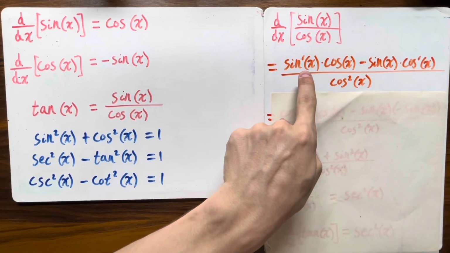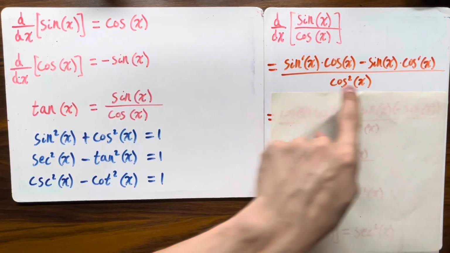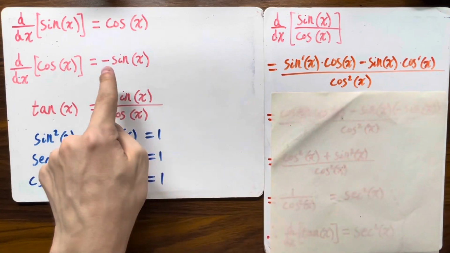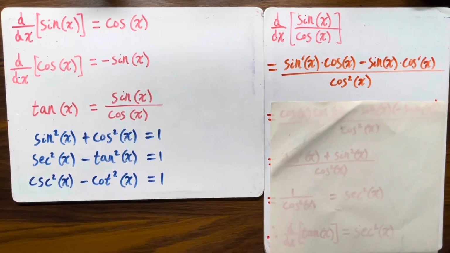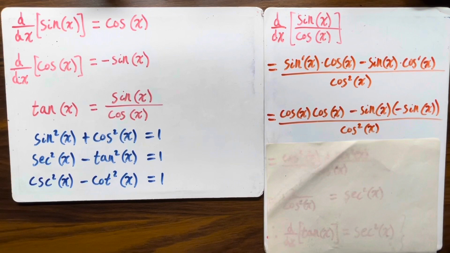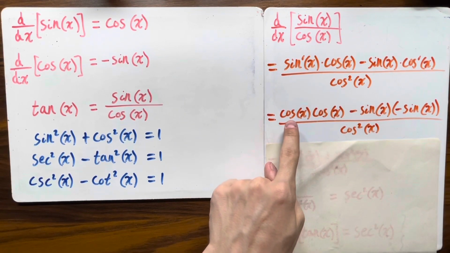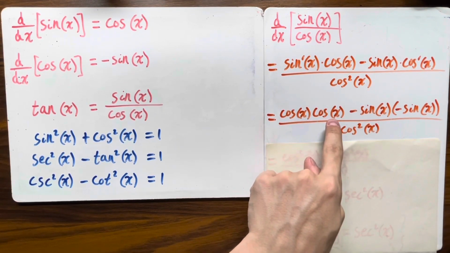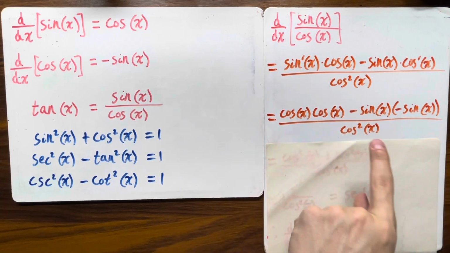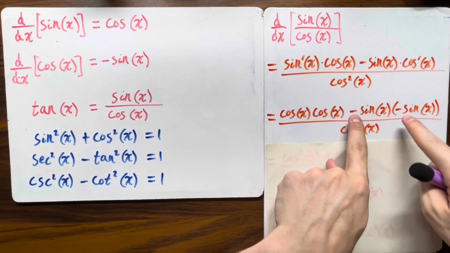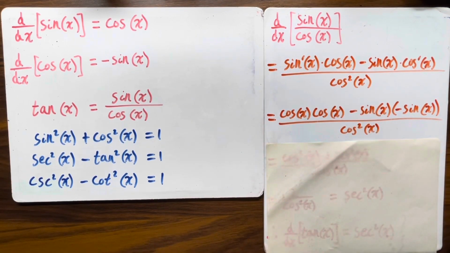So what is the derivative of sine? Well, it's cosine. What is the derivative of cosine? Well, it's negative sine. So we can plug these in, and we get this. And cosine times cosine is cosine squared. And what happens here? Negative and negative becomes positive. That is also shown in another video, why a negative and a negative becomes positive.